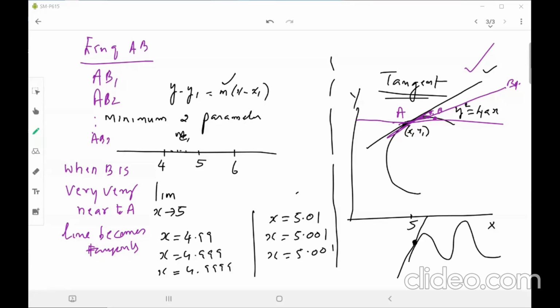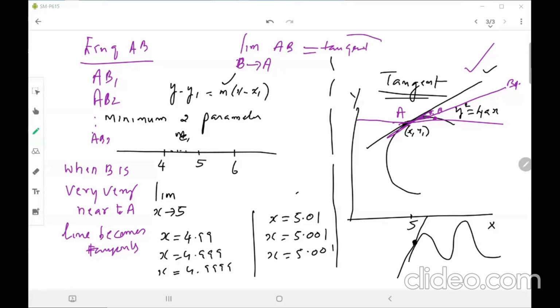This situation I can write like this. Limit, x is moving to, or I can say B is, because B is the point here. B is nearing A. I write here, B is not exactly equal to A. B is a point on the curve. A is also a point on the curve. When B is a point very, very near to A or almost equal to A, yes, exactly, almost equal to A, your initial line AB is the same as your tangent.